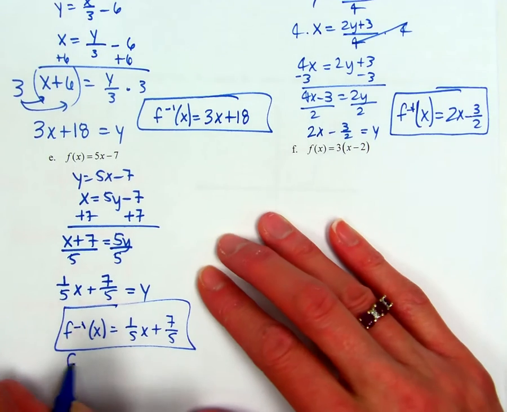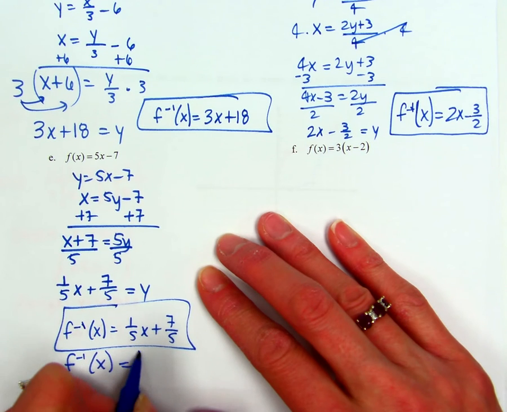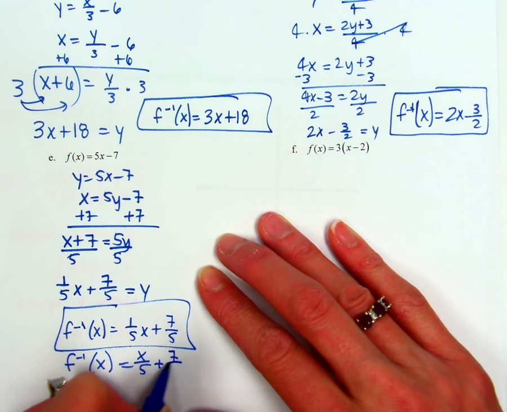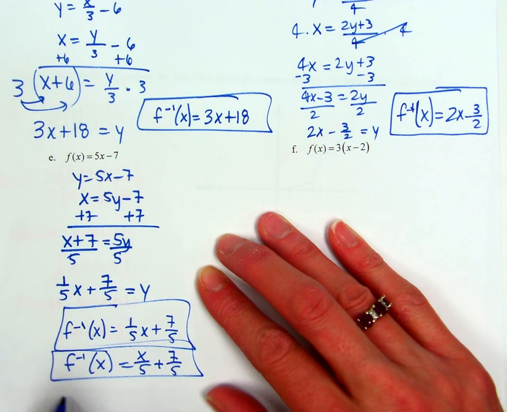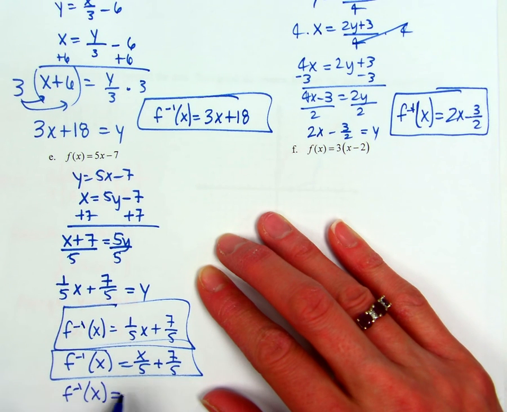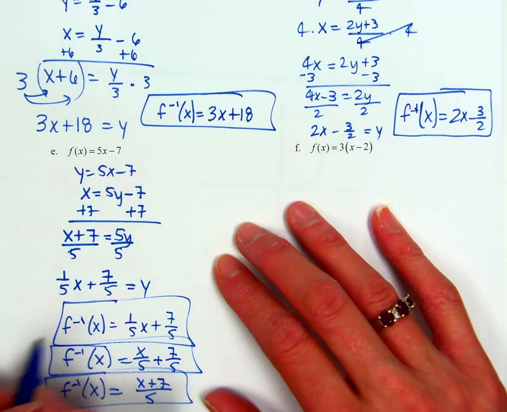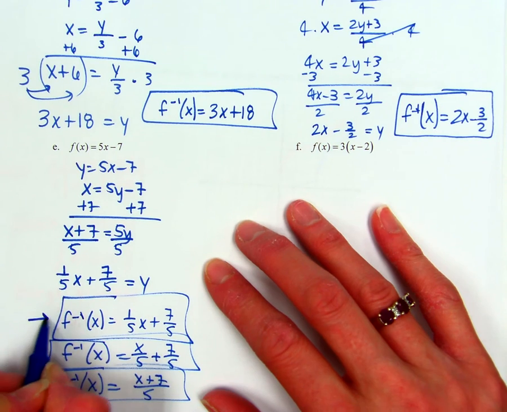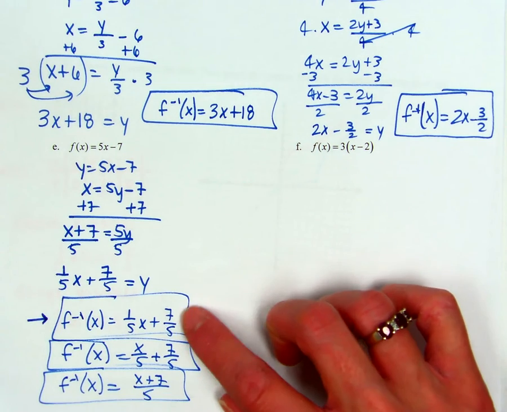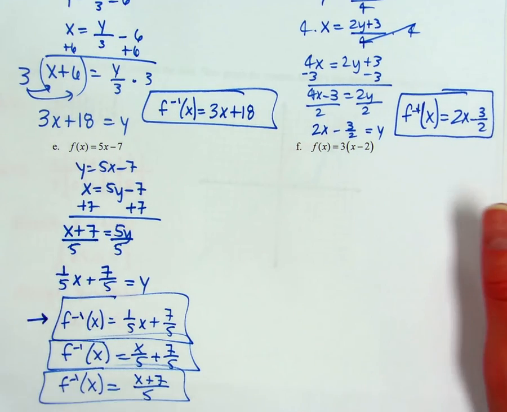You could also have left it as x over 5 plus 7/5. That answer is fine. Technically, you could also have said x plus 7 all over 5. So all those answers are probably acceptable. This one is what you would likely see on the multiple choice if it was listed.